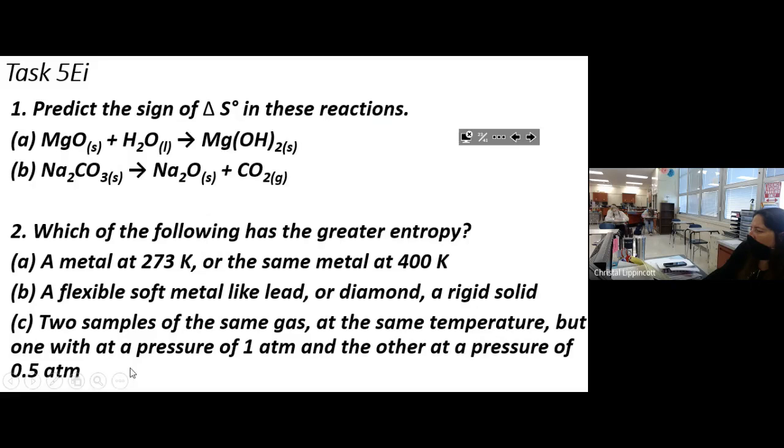Is it in the same container with us? Yeah, they don't state anything about the volume, do they? I'm assuming it's in the same container. Yeah, so this is less pressure. So this would be freer to move, I would suspect.